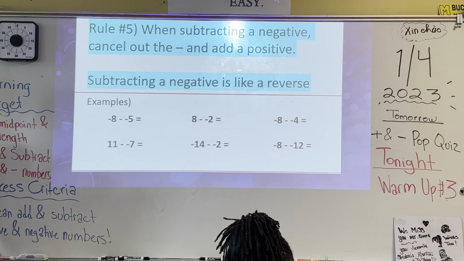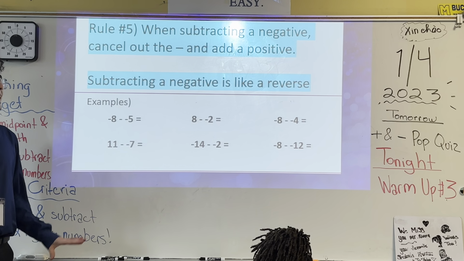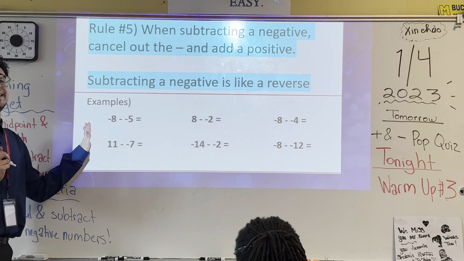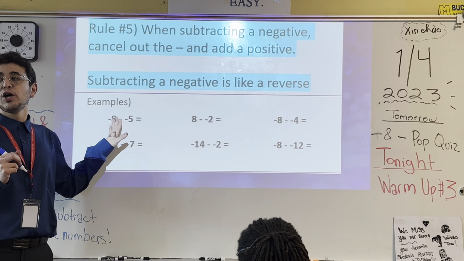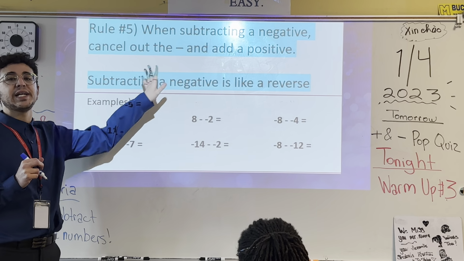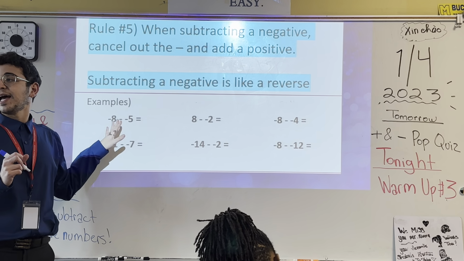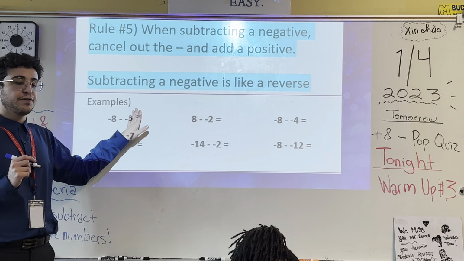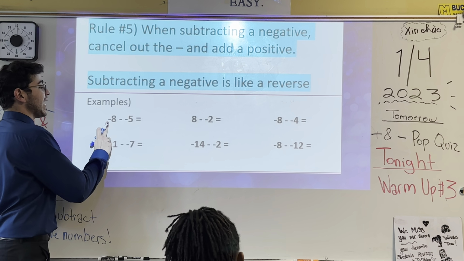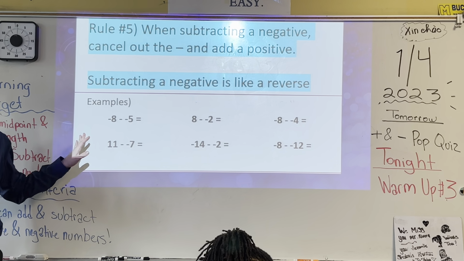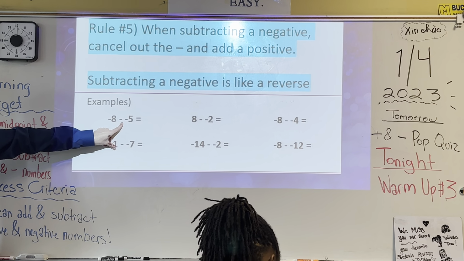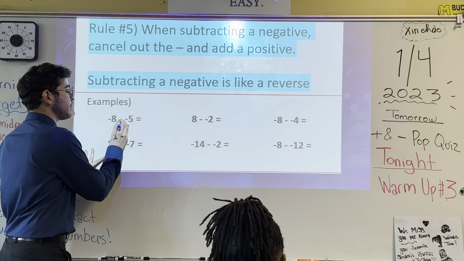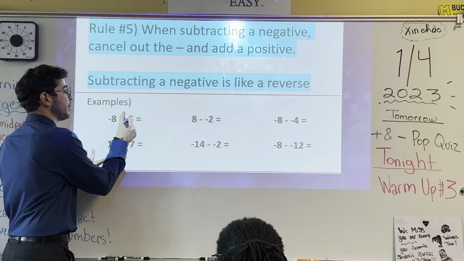So let's go ahead and look at the first example. Negative 8 minus negative 5. If you are still writing, I highly recommend you look at the board at this time, because you will have time to finish the rule, but I need you to look at what I'm about to do. Do I have everyone's attention? Negative 8 minus negative 5. There's a negative and a negative side by side. Because there's two negatives, I want you to connect them and create a positive.